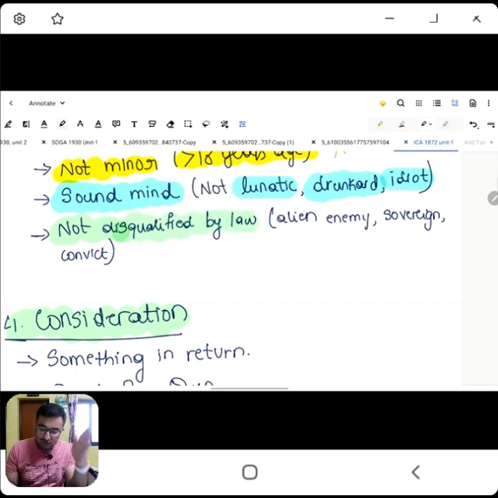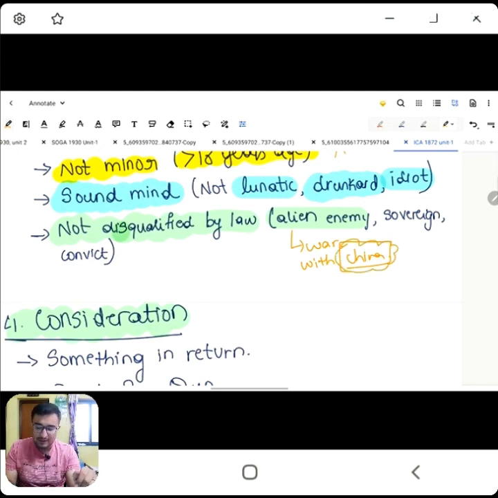What are those? A few examples are alien enemy. Suppose India declares a war with China, right? So all the companies, residents, everybody who is in China becomes our enemy because our country is at war with China, right? So you cannot enter into contracts with alien enemies.